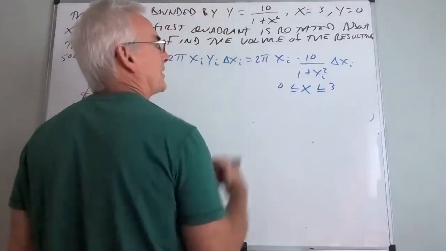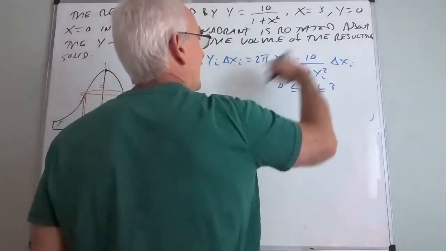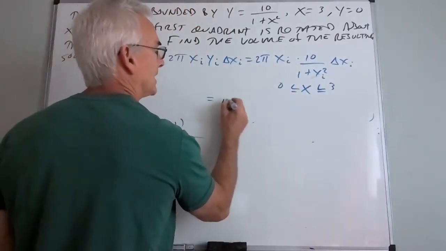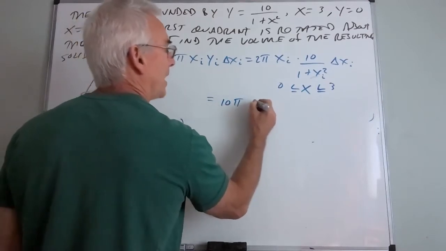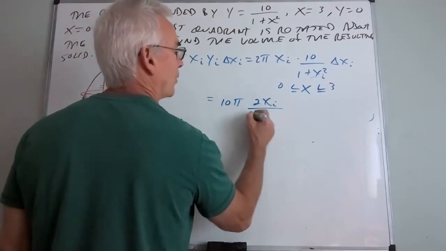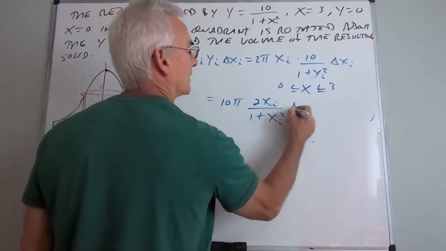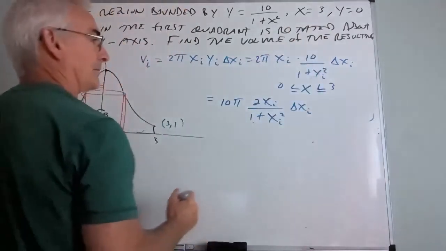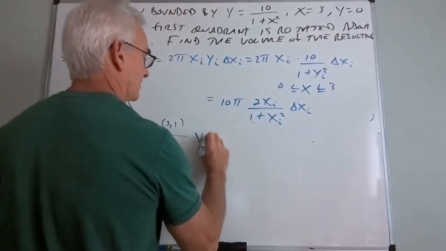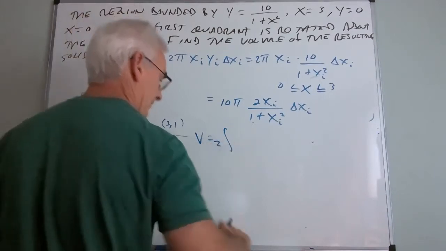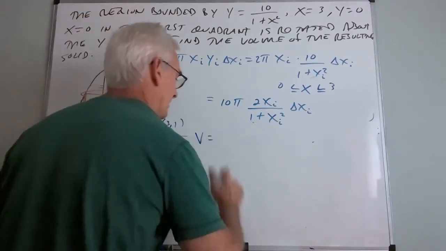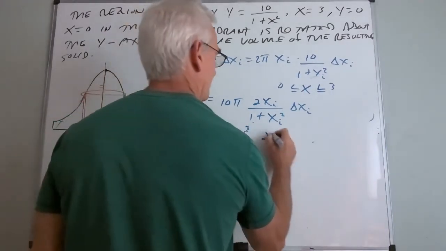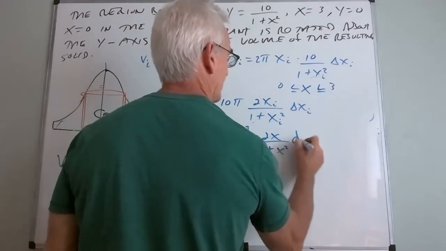I don't like the way that looks. I'm going to pull the 10 out and move stuff around a little bit here. What if I rewrite that as 10 pi times 2xi over 1 plus xi squared delta xi. I just moved a couple of things around. All right, so now my volume is the integral, I just pulled the 10 outside, sorry about that. So 10 pi times the integral from 0 to 3 of 2x over 1 plus x squared dx.